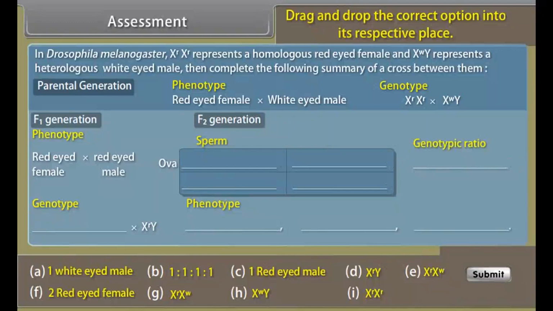Assessment. Before proceeding further, let us know how much you have learned. Drag and drop the correct option into the respective place.